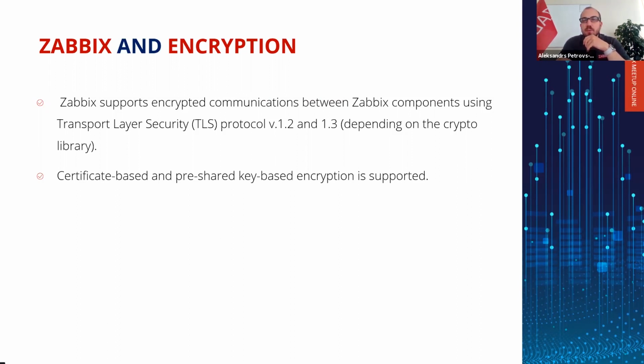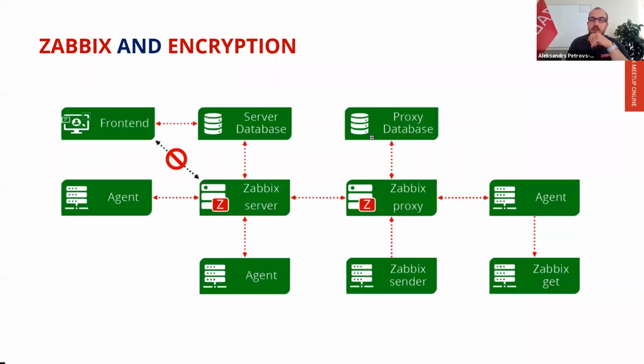And in terms of what types of encryption you can use, you can basically use both symmetric and asymmetric, certificate-based, or pre-shared key-based in terms of Zabbix. So what exactly can be encrypted? As you can see by a quite simple schema, basically between all of the Zabbix components.